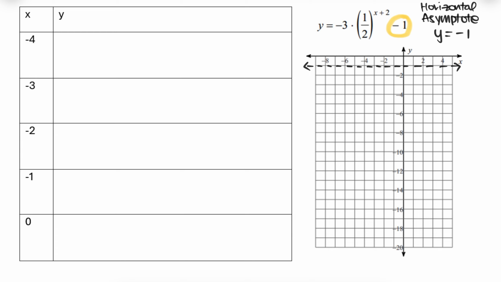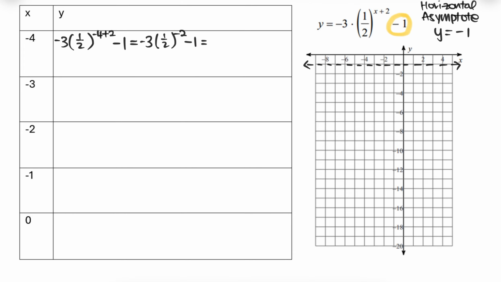Have that done, and then we're going to use a table to graph the rest of the points. Okay, we have -4 here. Usually, I will not give you the values for the x's. You would plug in -2 to 2, but for this one, I chose -4 for a good reason. You'll see after. Okay, -4. So -3 times 1/2 to the power of -4 plus 2, and then we're going to subtract the 1 at the end. I just substituted the x right here. So we have -3 times 1/2 to the -2nd power, minus 1. Now for here, this is the part where a lot of people get confused.